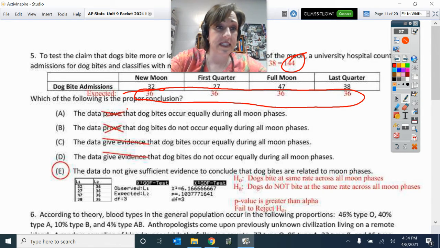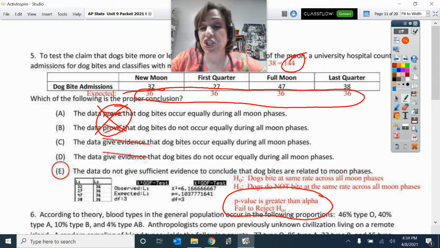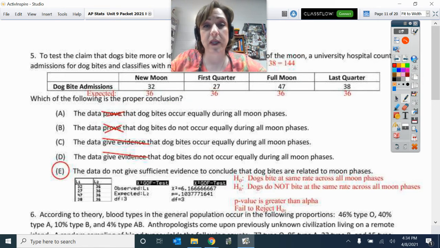So, first of all, this doesn't prove anything because this is an observational study, not an experiment. And so then when I did the chi-squared goodness of fit, it gave me a p-value that was greater than alpha, so I don't reject the null. So these do not give me enough evidence to reject that the dog bites are happening at the same rate regardless of the phase of the moon. Okay.